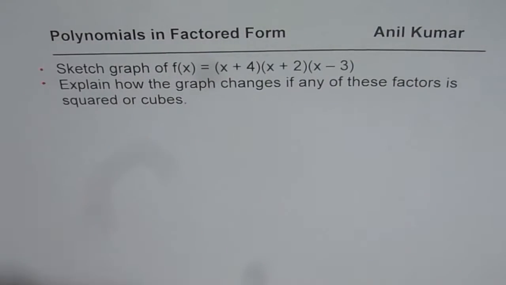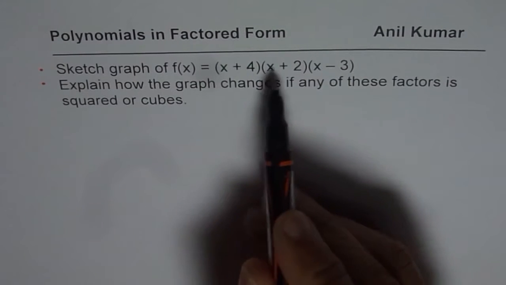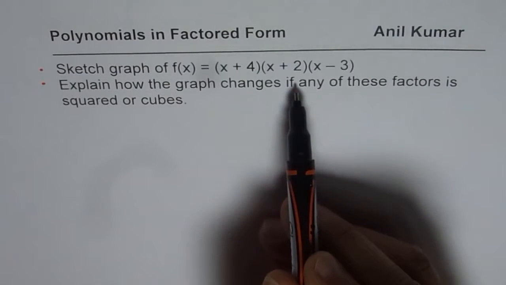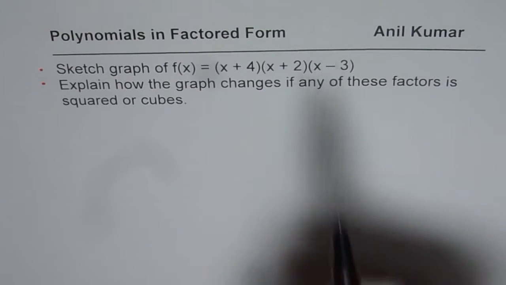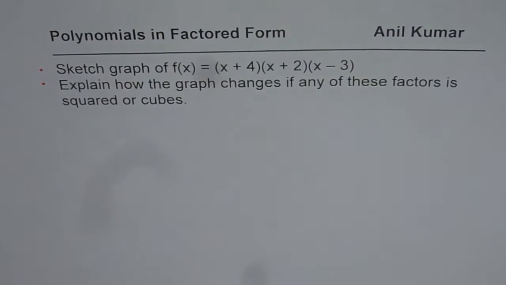And then we have an extension to this question. It says, explain how the graph changes if any of these factors is squared or cubed. That means we have three factors. If we square one of them or make one a cube, what happens to the graph? That is what you need to explain. So you can pause the video, answer the question, and then look into my suggestions.